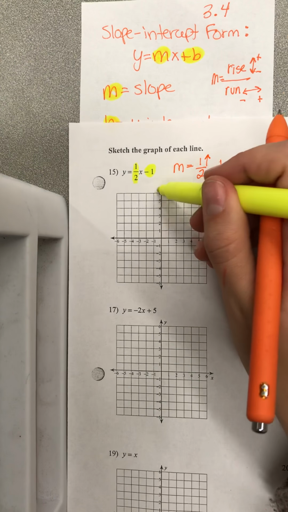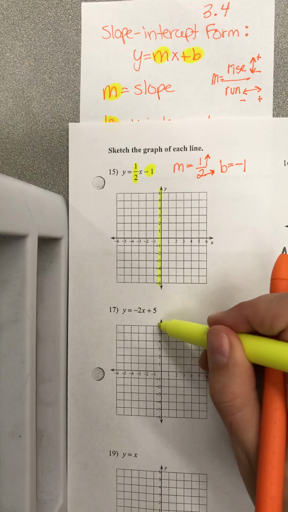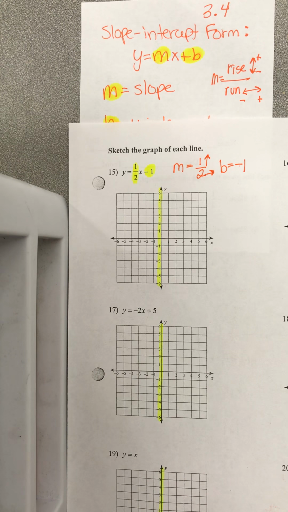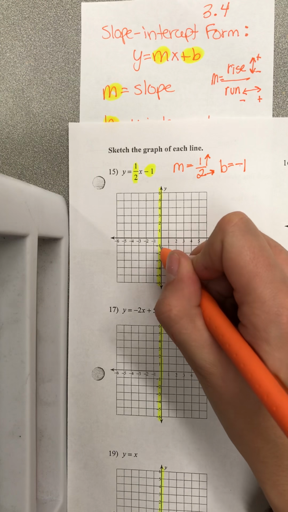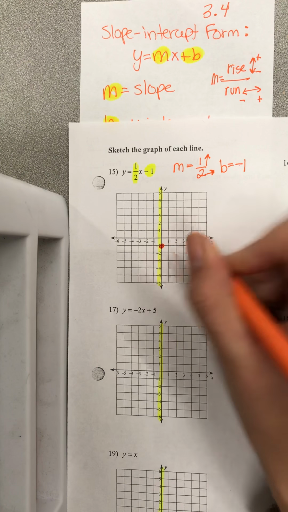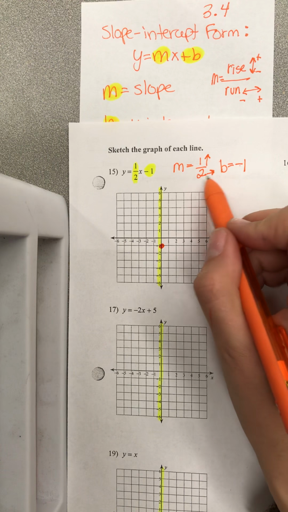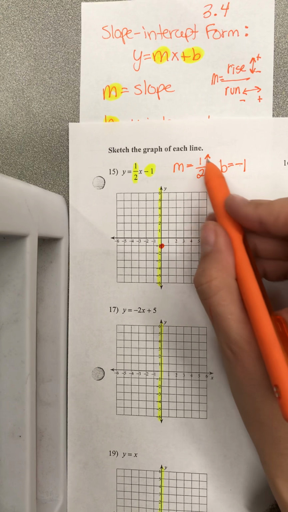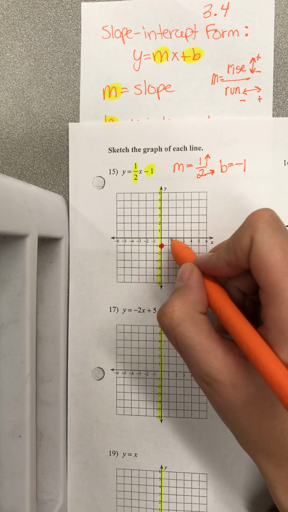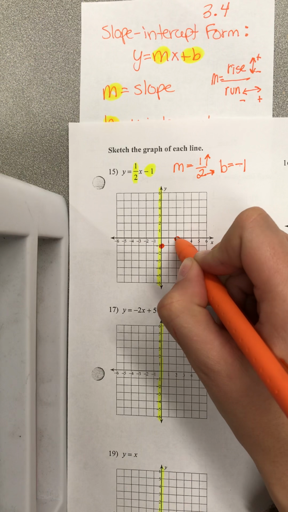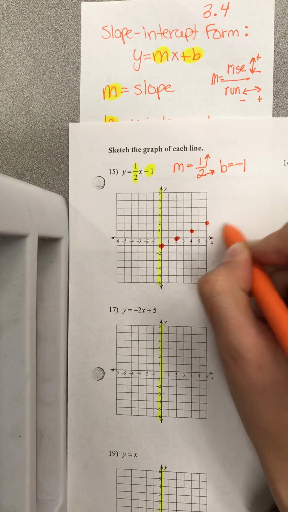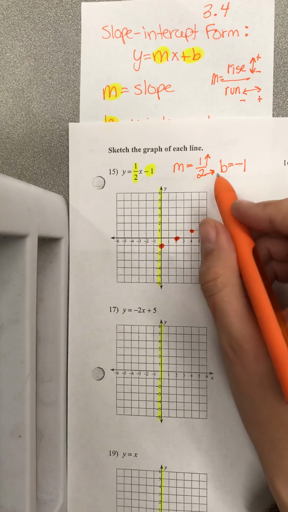Once you identify your slope and y-intercept, I like to highlight my y-axis. That allows me to plot my first point, which is -1. And then my slope told me to go up 1, right 2. You do not plot the next point until you do both directions. So you go up 1, right 2. You continue to go up 1, right 2 until you cannot go anymore or the graph stops.